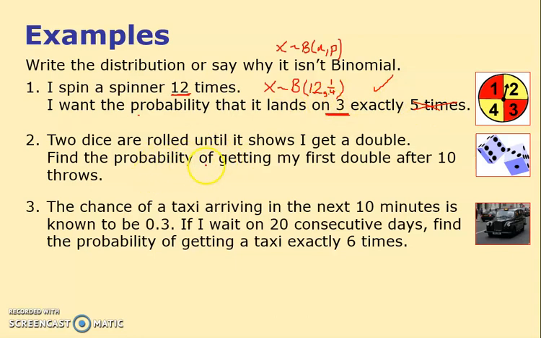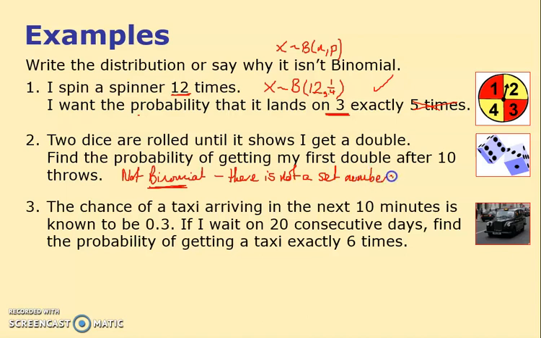I'm just waiting and waiting and waiting and waiting. And it says, what's the probability of getting my first double after 10 throws? This is not binomial. In actual fact, it's a geometric distribution, which we do in further maths. But for most of you, you don't need to know that. Not binomial. And the reason is, there is not a set number of throws.